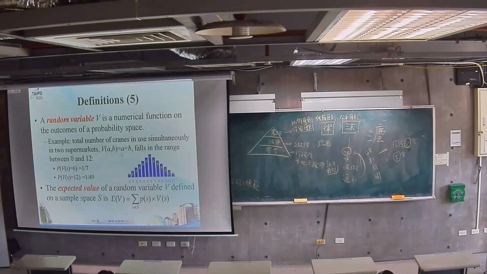For the experiment we did in our example, we would like to see the total number of crayons in use simultaneously. So we just do the addition on these 2 numbers. All the possible values for the random variable in this example could be 0, and the maximum number could be 12, right? Because we have 2 supermarkets, and each has 6 crayons.